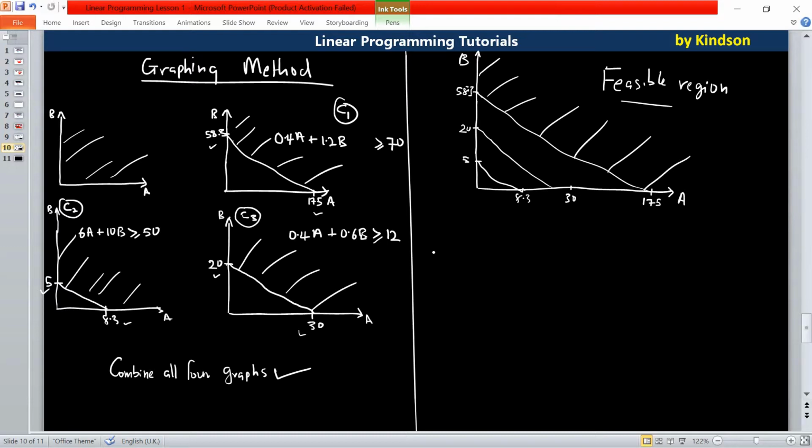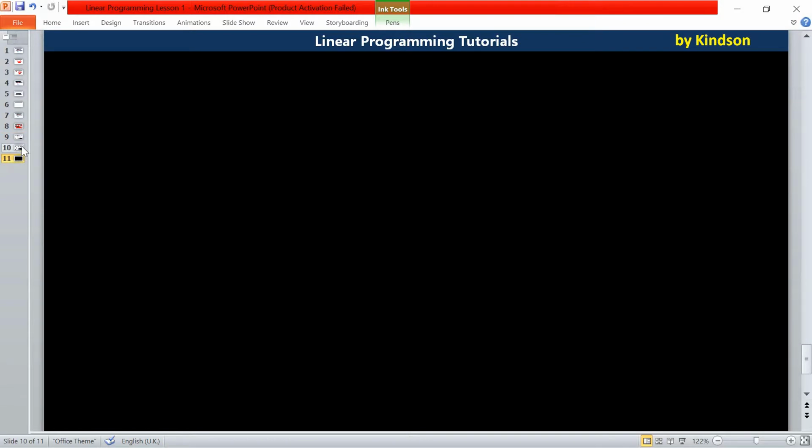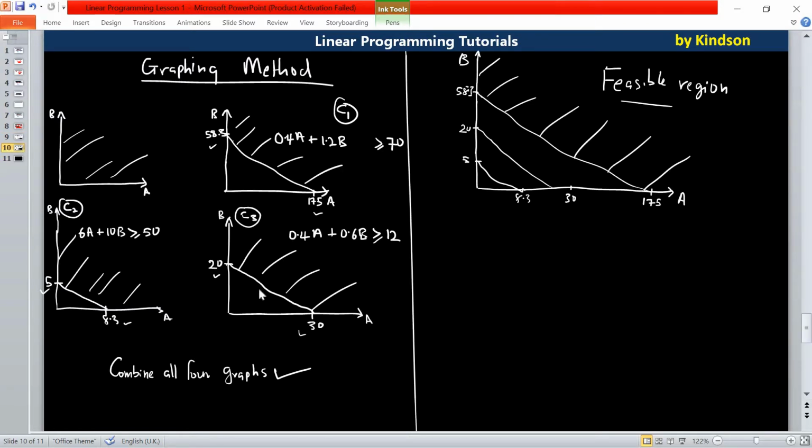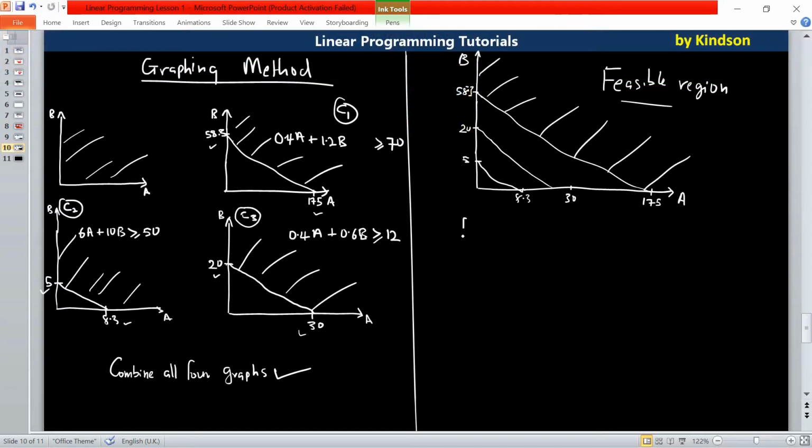All right, so let's remember our cost function. Let's go back a little so that we check the cost function, and the cost function says 8a plus 10b. So remember our cost function. Let me take my pen again. The cost function says f of a and b equal to 8a plus 10b. Remember, you can just pause this video and try to get your head around it.